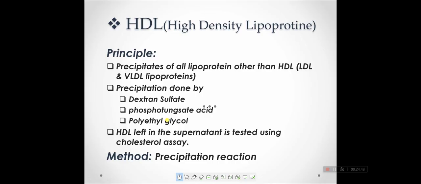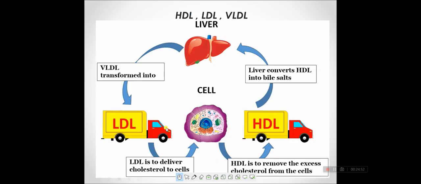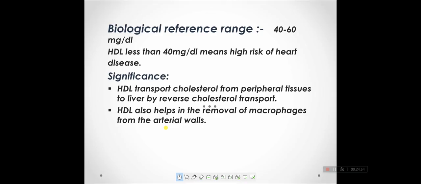It is detected by a precipitation reaction. It precipitates all lipoproteins other than HDL, right? HDL transports the cholesterol from peripheral tissues to the liver. It also helps in the removal of macrophages from the arterial walls. The abnormal levels of HDL are indicative of a high risk of heart disease also, right?